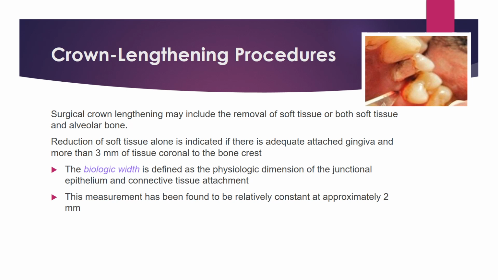The important point is that it should be done in a manner that the biological width should be preserved. What is biological width? What is the importance of biological width? So this is defined as the physiological dimension of the junctional epithelium and connective tissue attachment. So any violation of the biological width leads to increased inflammation, and there will be an inflammatory response, and thereby bone loss, and this biological width will be maintained after it. So this is found to be constant, approximately 2 mm.